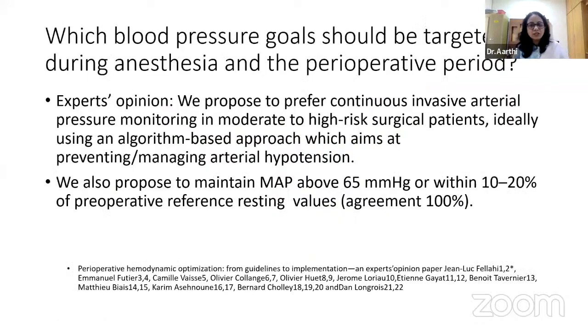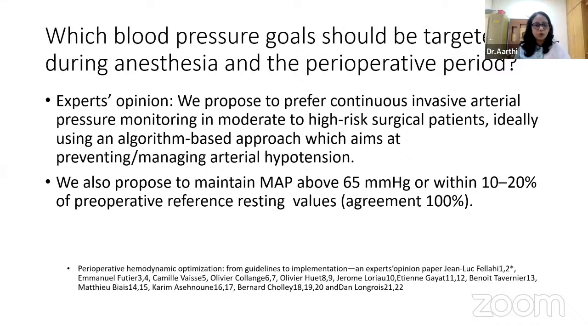There are a few questions which are answered in perioperative hemodynamic optimization, a guidelines implementation with an expert panel. There are a few questions which we normally ask, and I found this paper useful, so I thought I would put up these questions and answers by expert opinion as well. Which blood pressure goal should be targeted during anesthesia and the perioperative period?